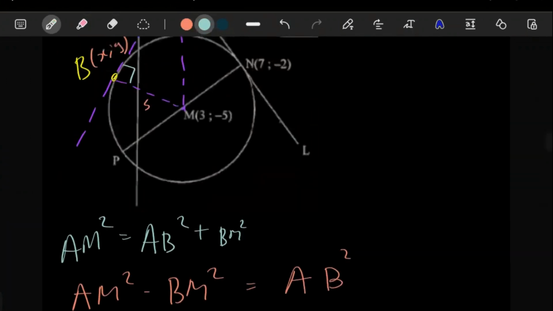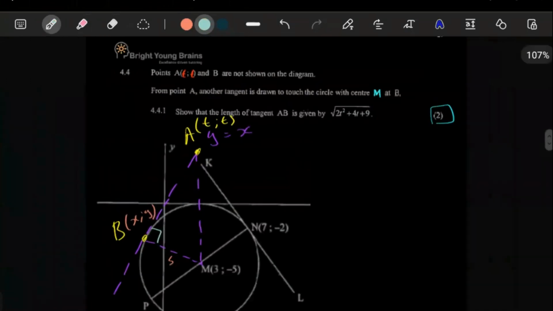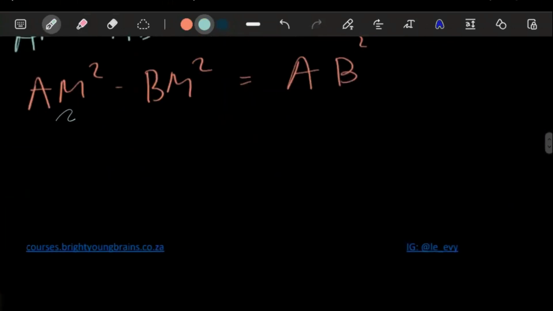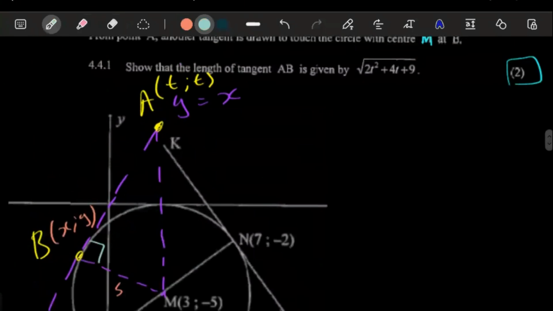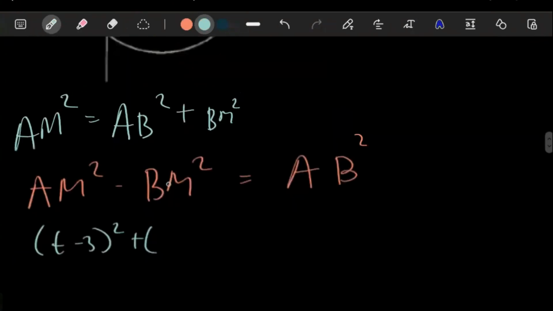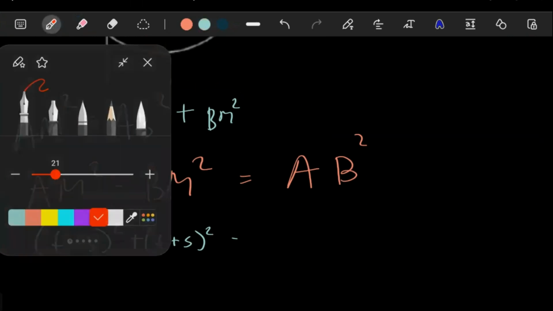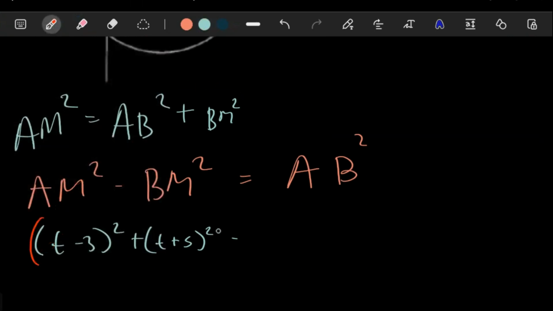So the AM, we already know we can just say t minus 3, just like t minus 3 squared. And then here we have t minus -5, so it's like t plus 5 squared. And then remember the whole thing here, this is the value of AM. The whole thing is squared. So don't take that for granted. That's very, very important.